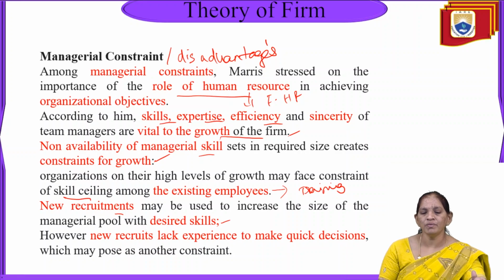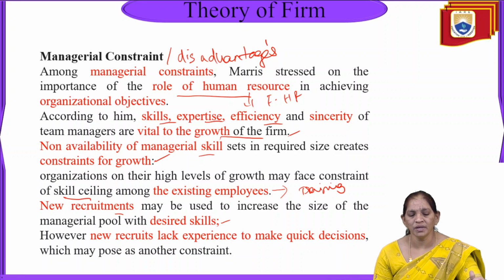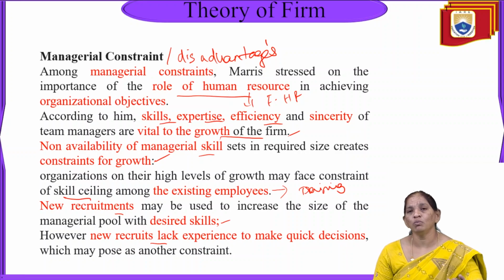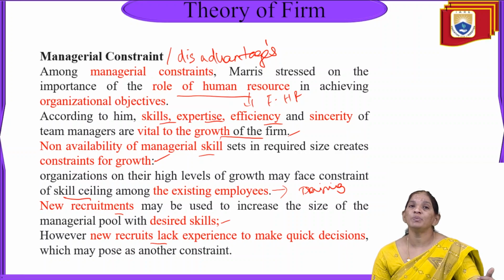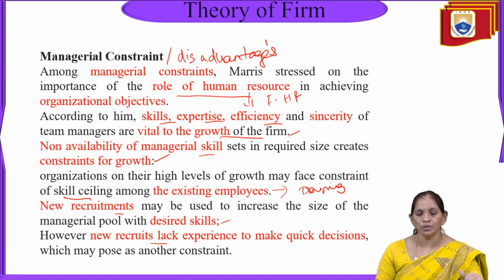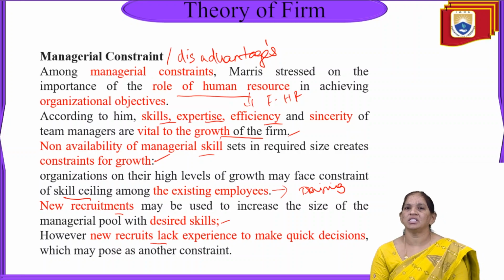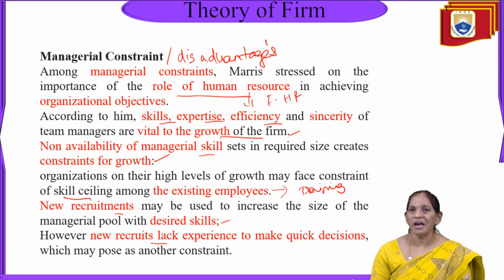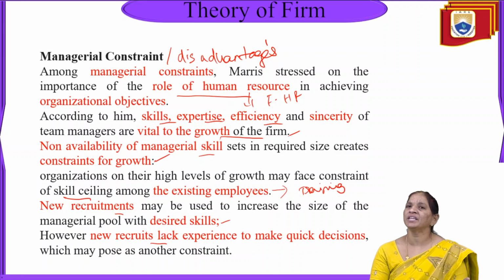However, by examining the above managerial factors, we can identify that new recruits will lack the experience to make quicker decisions. Maybe I want to remove the old people and take in new staff, but experience is very important to handle the organization in a crisis. At that point, quick decisions cannot be taken by newly recruited people, as they lack experience or have not faced such situations. So it poses another constraint for the organization. Marris wants to imply that we should take a perfect decision in hiring human resources, considering the impact of the role of human resources as a managerial constraint.